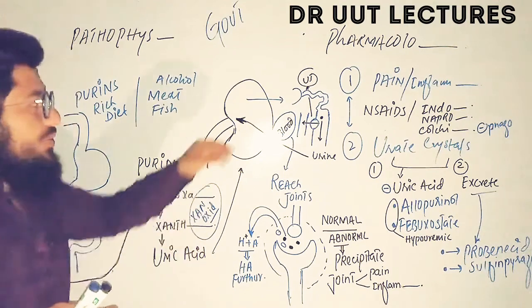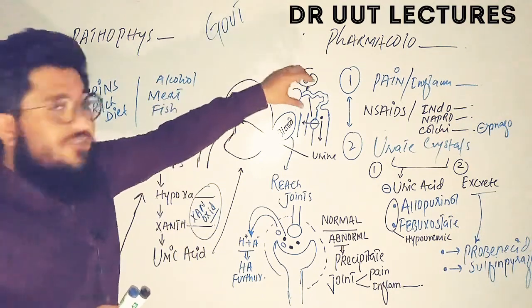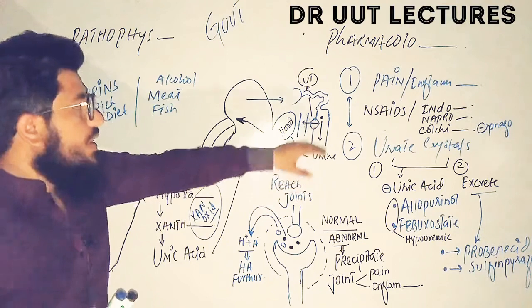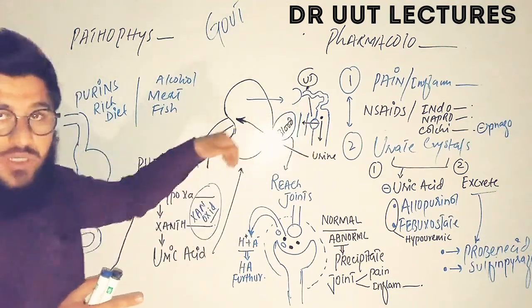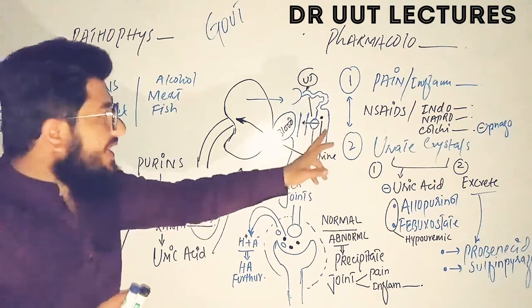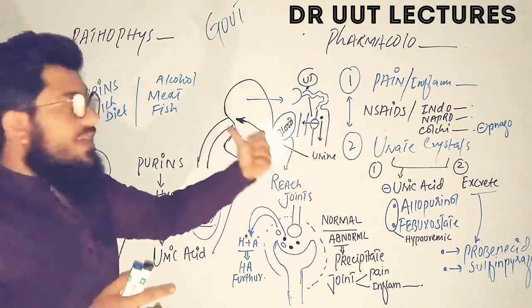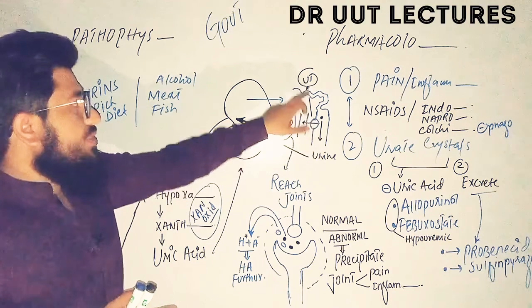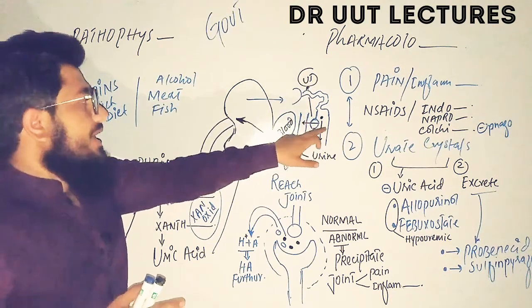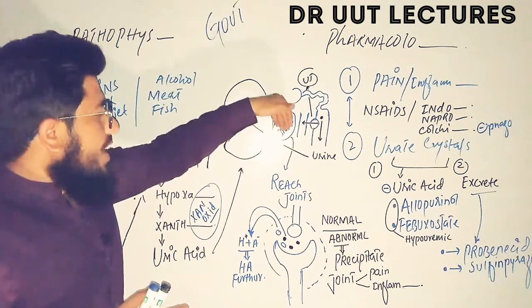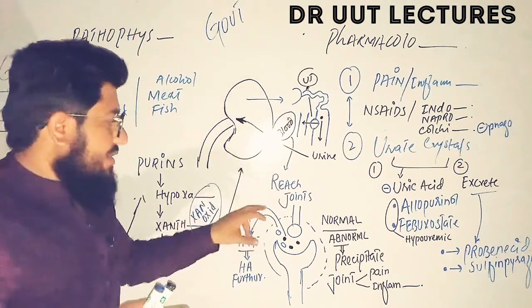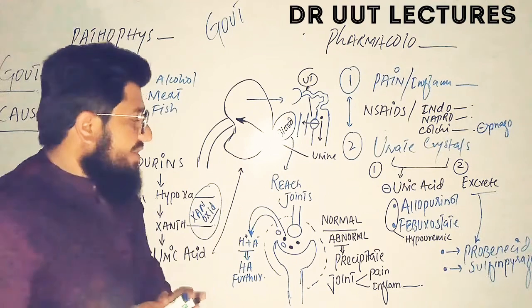But sometimes when there is an excess of uric acid in the body, and this uric acid is moving through the nephron and becoming a part of urine, part of it will move out in the urine and part of it will be reabsorbed, moving back into the blood through the urate transporters. Now this uric acid which is moving back to the blood will reach the joints.